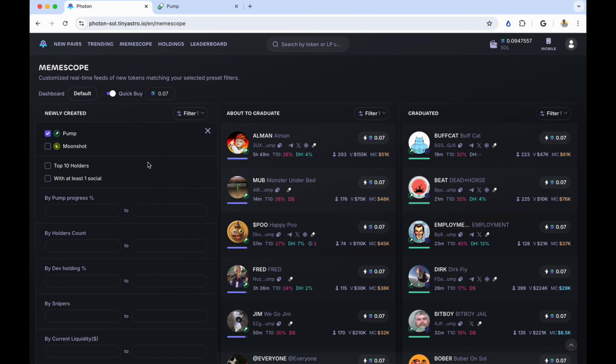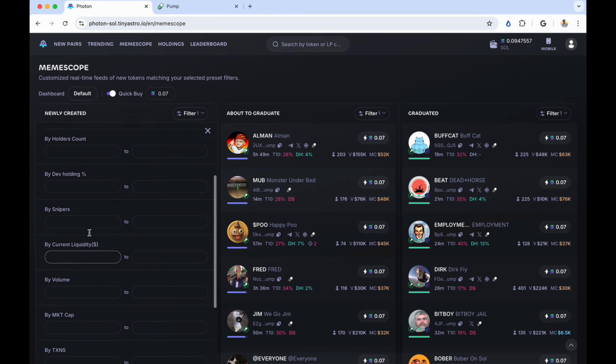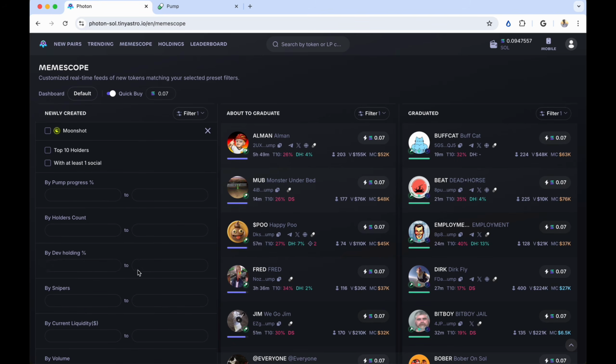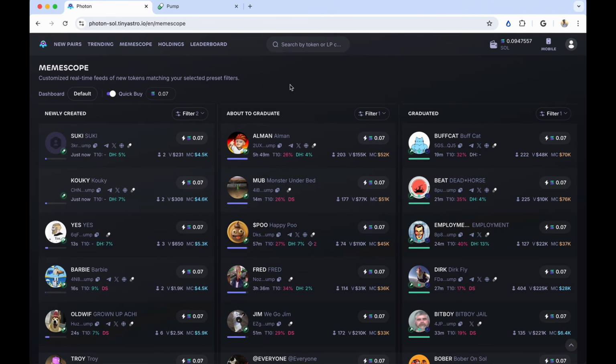Another thing that I think might be a good idea is if you go to newly created, we can actually create different filters to sort for coins that are just better. So by developer holding, maybe I want that to be very, very low. So maybe I'm going to say 0 to only like 25%, or 20%. I'll do 20%. That means I just do not want the developer to be holding much. So look at that. I did that, and now we can have really, really low.